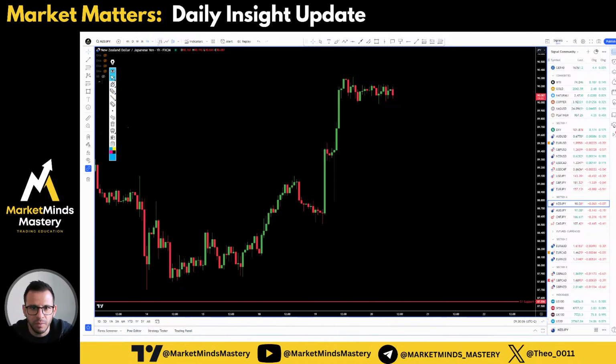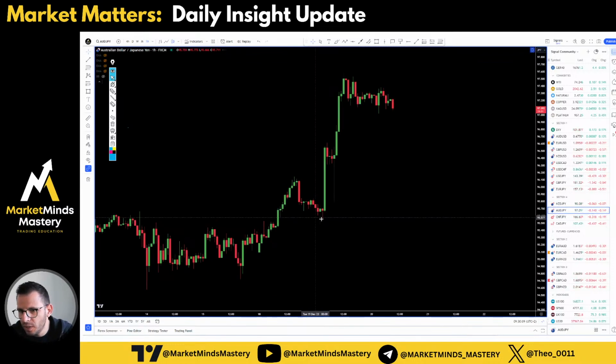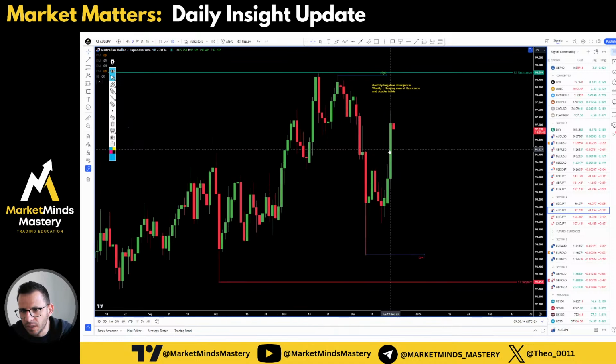You can mark these areas on your chart. Similar behavior by the Australian dollar. At this point, the price is a bit confused. We don't know what's going to happen at this area, if the price will drop or not. The reason we prefer to trade trends here at MarketMinds Mastery, without saying that everybody needs to trade trends, is simply because they have a higher probability to give winning trades.